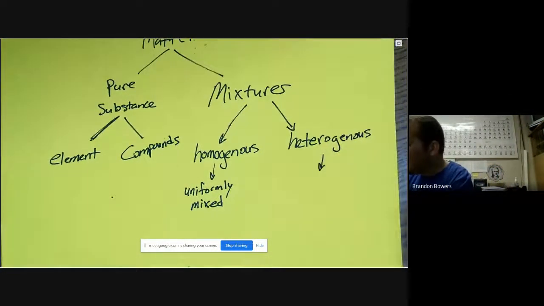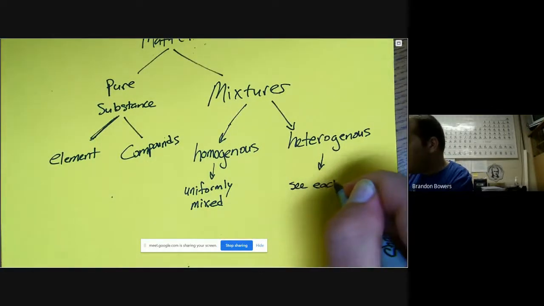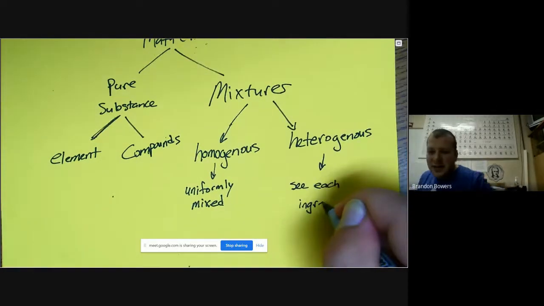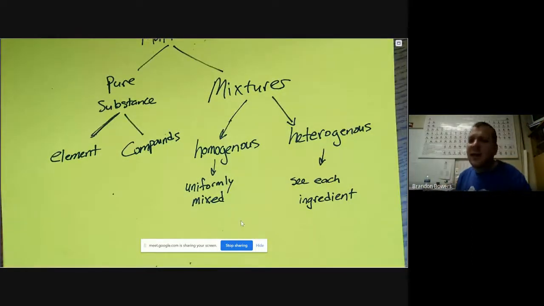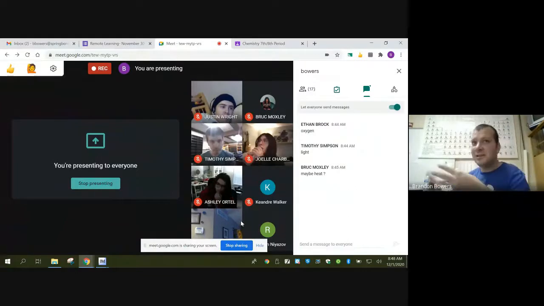So you can see each ingredient, essentially. You can see each ingredient. So a heterogeneous example would be something like trail mix. In a trail mix, you can see the cashews, you can see the raisins, you can see the peanuts, the M&Ms. All of those aren't mixed, right?